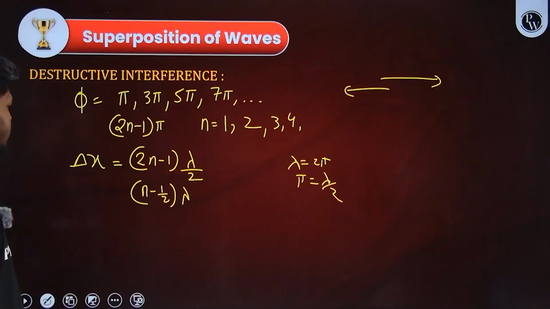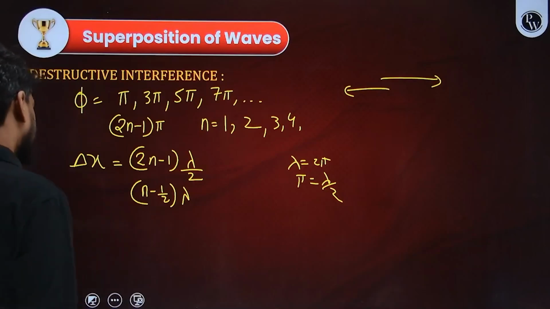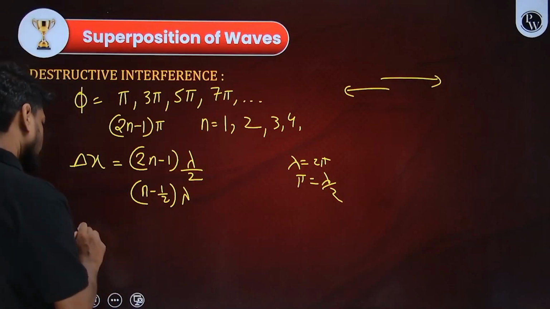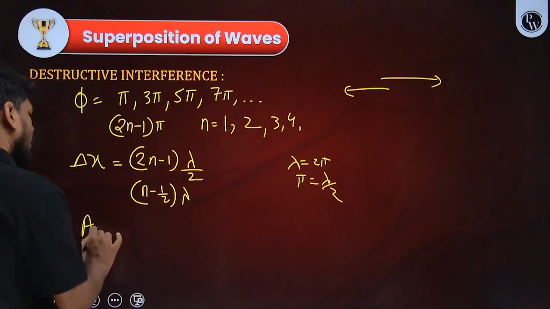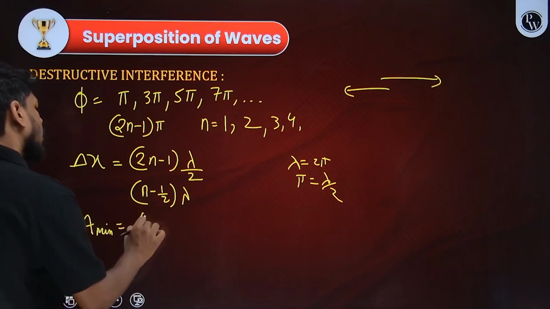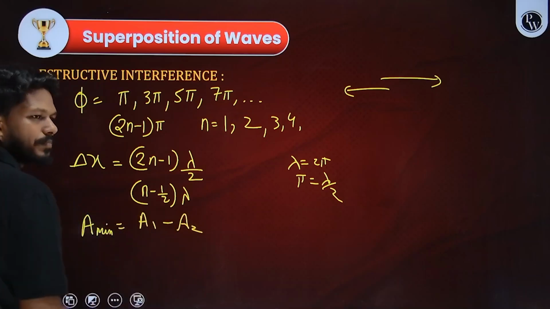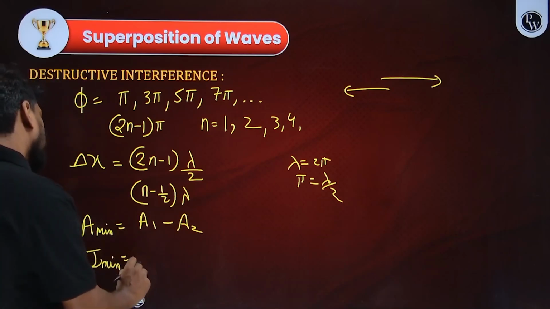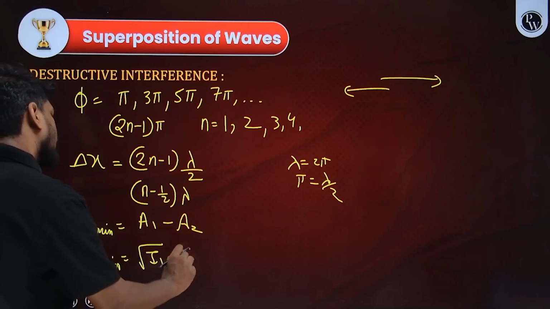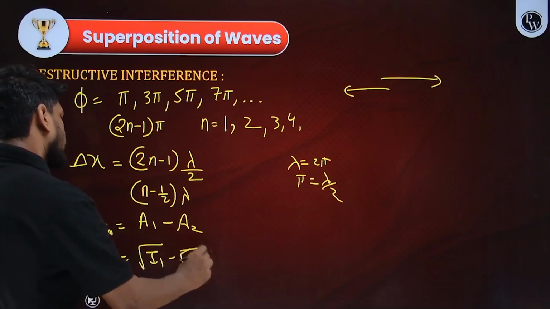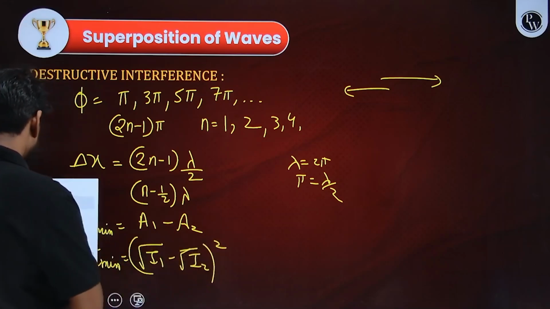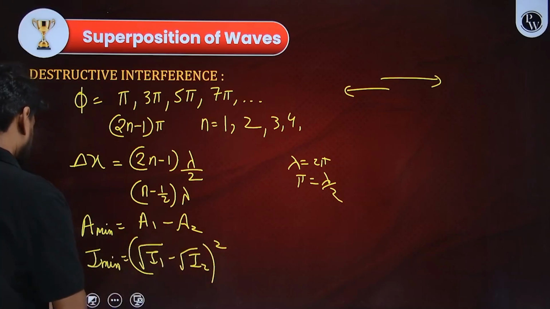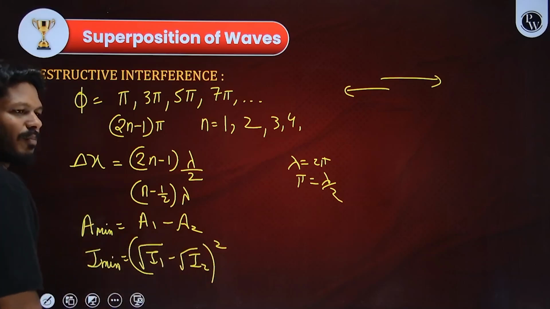And what about intensity? As it is, A minimum will be A1 minus A2, right? A minimum is equal to A1 minus A2. So I minimum will be equal to root of I1 minus root of I2 the whole square. Remember these formulas. Very, very much important.